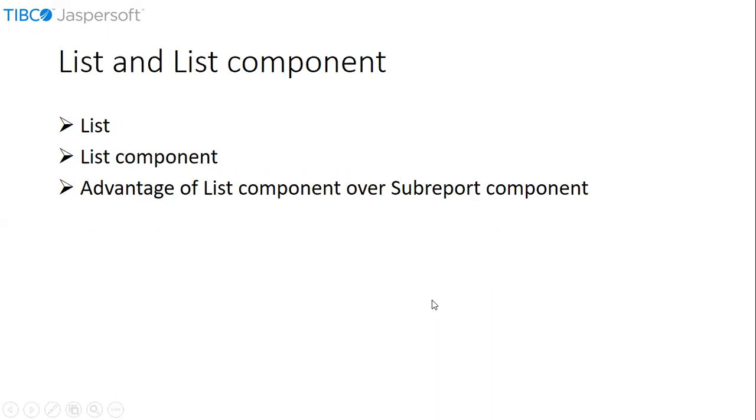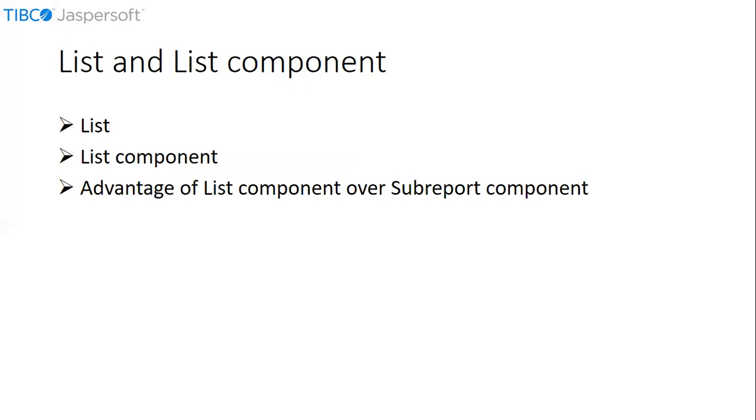Let's get started. What is a list? In Java, a list specifies an ordered collection of objects. A list allows duplicate values. Now, what is a list component? The list component in the studio is a basic element. It is used to print the related information of a particular record.